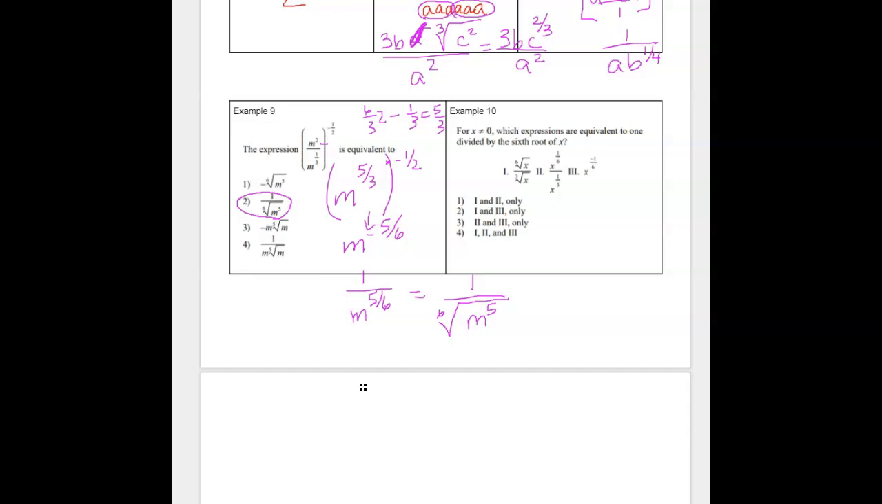Which expressions are equivalent to 1 divided by the 6th root of x? So this is basically, if we can read it in words, how do we translate this? So equivalent to 1 divided by the 6th root of x. So this is what I want these to simplify to. So we're going to have to do all 3 of them separately. So I'm going to rewrite this as x to the 1 over 6 divided by x to the 1 over 3, and we'll see what that is.